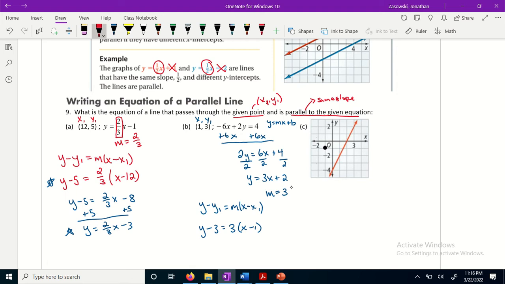The reason is because it just says find the equation of the line. It doesn't say what form. So we can just use any form we want.